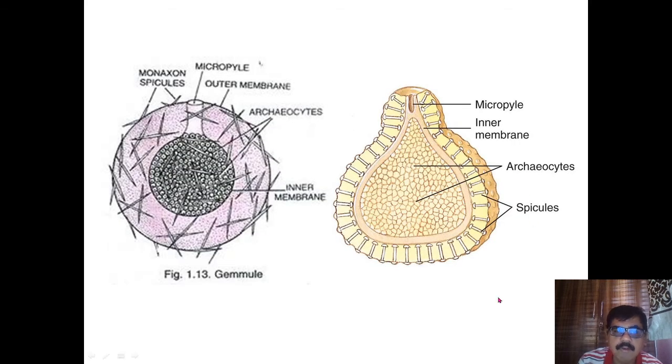This is the diagram. You have to draw this one, only this one gemmule diagram. You are not supposed to draw the other diagram. You have to draw this diagram only.